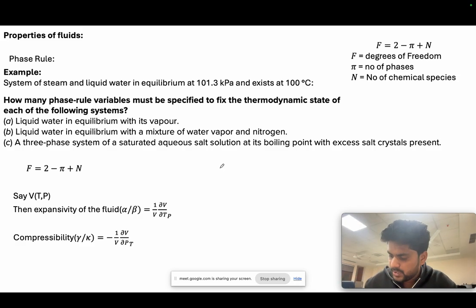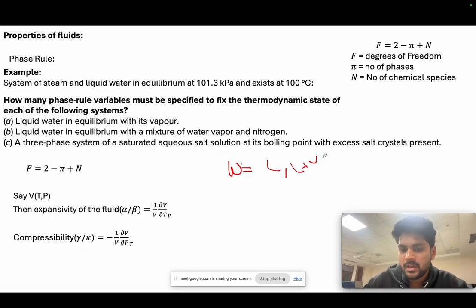Why do we need to study the properties of fluids? Suppose that we have a pure homogeneous fluid, say water. Just take the example of a water molecule. It can be in a liquid form, or in a liquid plus vapor form, or it can be in a three-phase form, like a triple point.